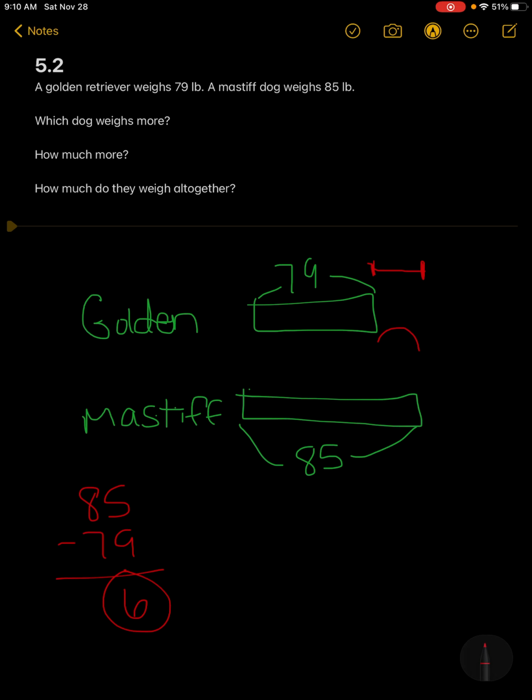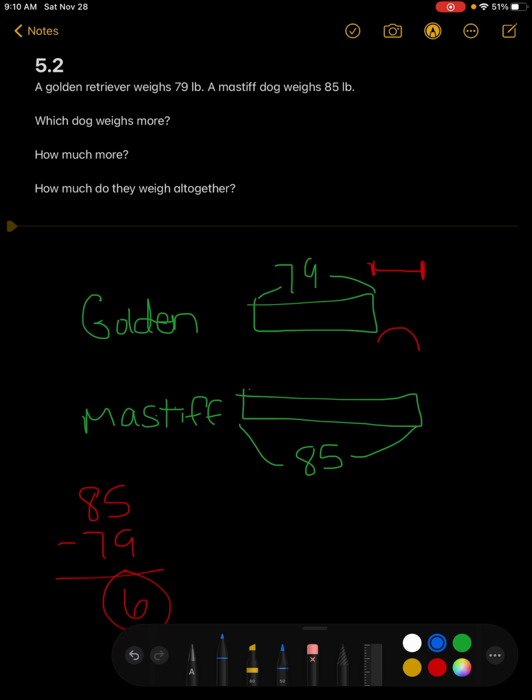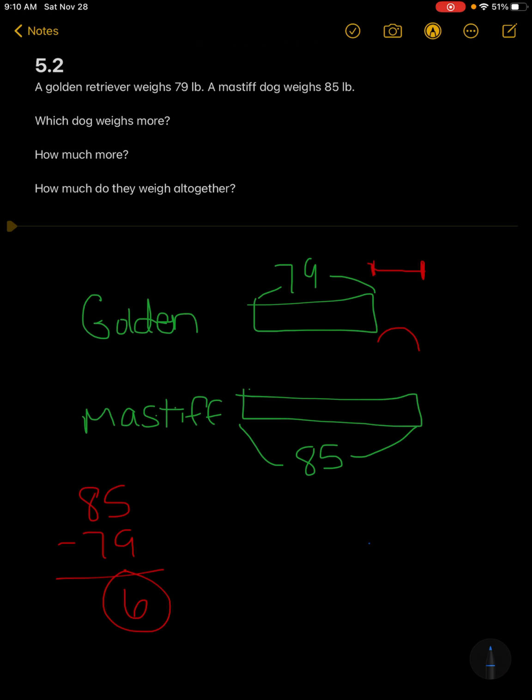And then they ask us how much do they weigh altogether. Altogether is typically shown on a bar model like this. That is called the addition bracket. It's called the sum bracket. It's called the Huggy bar in the lower grades because you're squishing things together. And in order to find that, we need to add the bars that we have.